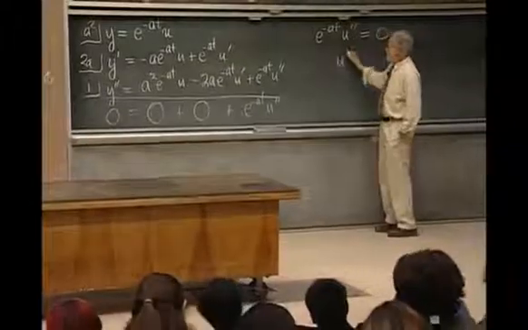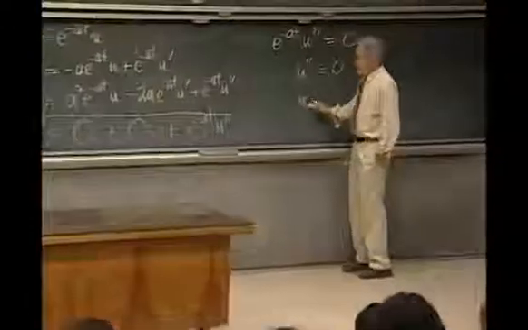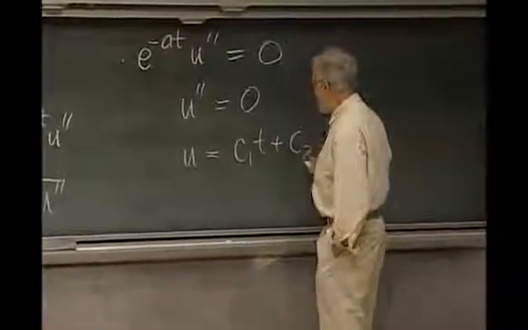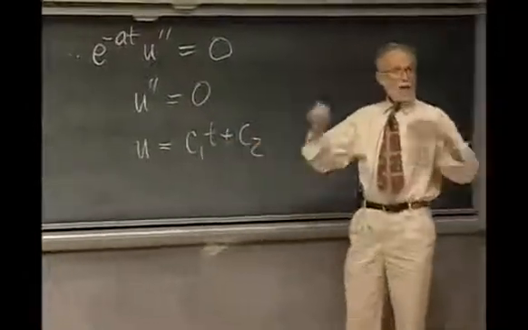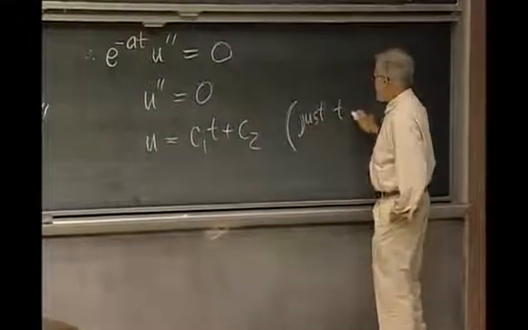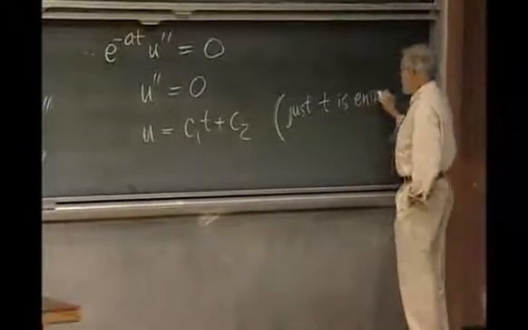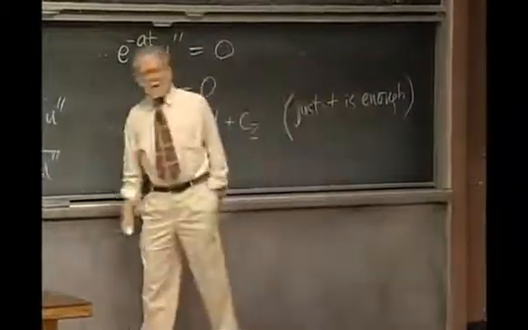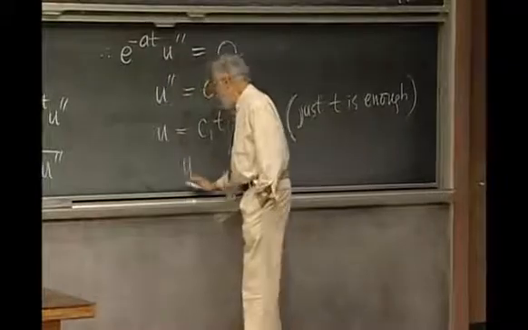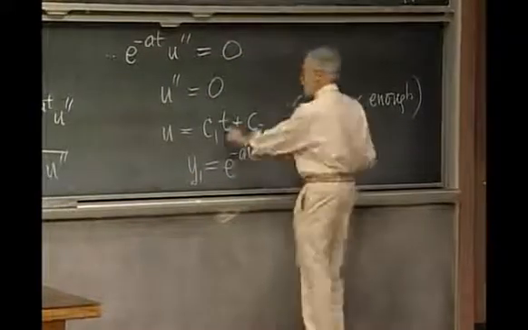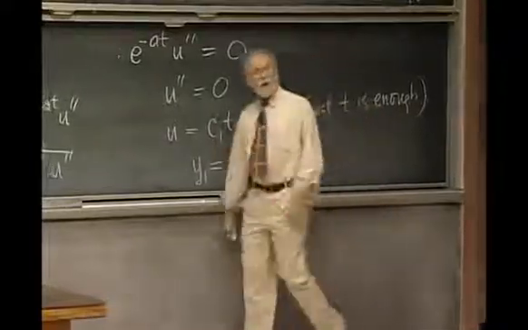So please tell me, what's u double prime? It's 0. So please tell me, what's u? It's c1t plus c2. Now, that gives me a whole family of solutions. Just t would be enough, because all I'm doing is looking for one solution that's different from e to the minus at. And that solution, therefore, is y equals e to the minus at times t. And there's my second solution.